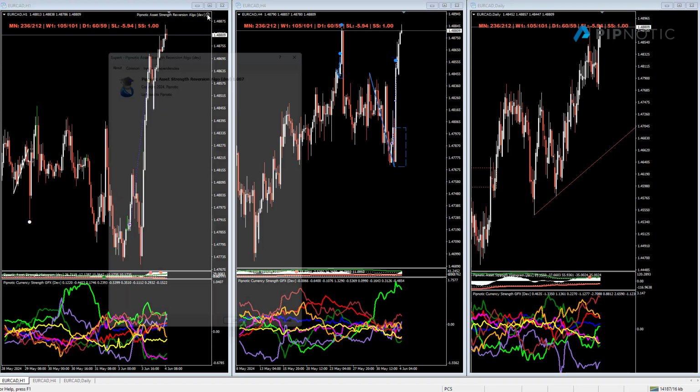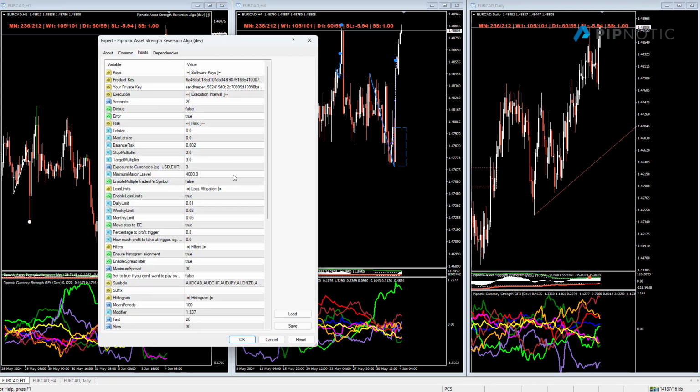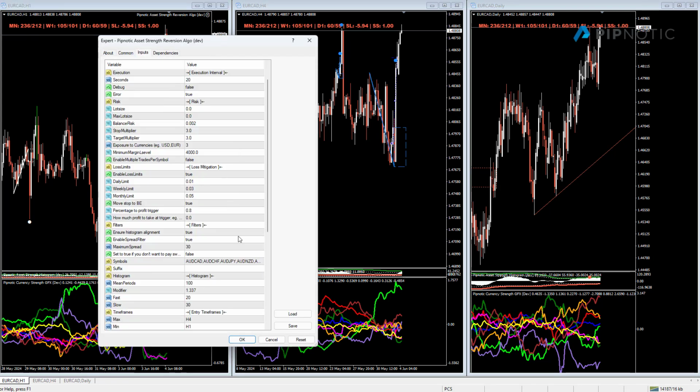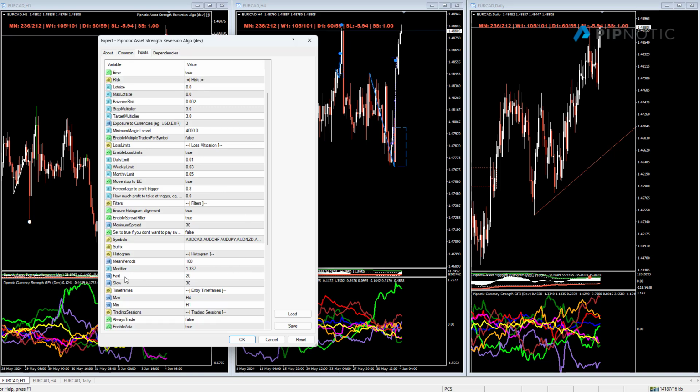Okay, so if we look here, inputs, there are a few values. One of the values, probably the most important value, is the modifier. If the modifier is set to, let's say, 2, for example, which it shouldn't be, this means that price has to, rather the histogram has to be at such an extreme before it enters trades. And in many cases, it's not at an extreme. In many cases, prices are just kind of going about their business.